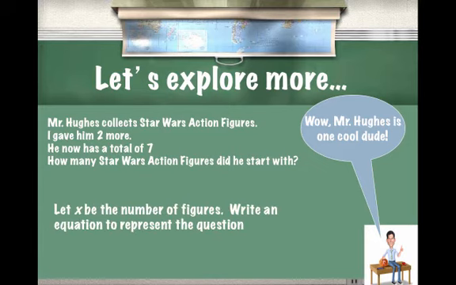If we let x be the number of figures, write an algebraic equation to represent the question. So now equation indicates that there is an equal sign. So we look for clues in the question. And the clue that jumps out for me, he now has a total of 7. That would mean that 7 would come after the equal sign. If I gave him 2 more, he's adding to his collection. So, with that knowledge, x plus 2 equals 7 is our equation. We can all probably figure that out. 5 plus 2 equals 7, but we're going to investigate a little bit further.